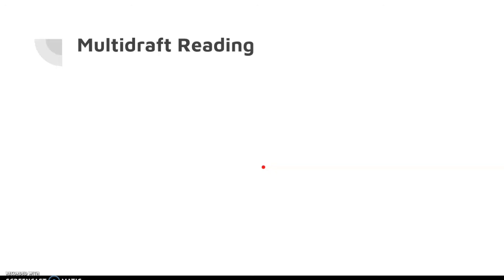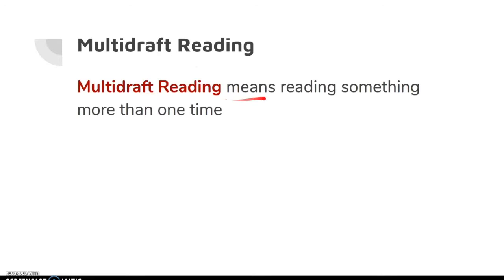Before we do this, let me review with you what multi-draft reading is. Multi-draft reading means reading something more than one time. It's got the word multi right at the beginning, which means many. It's the same root word as the one in multiply or multiple. And then draft is when you make an attempt at something, like when you write a first draft of a research paper, that's just your first attempt at the paper.